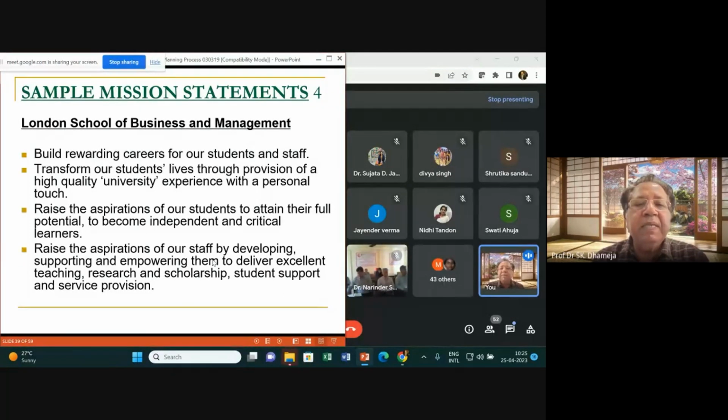Raise the aspirations of our students to attain their full potential, to become independent and critical thinkers and critical learners, and raise the aspirations of our staff by developing, supporting, and empowering them to deliver excellent teaching, research, and scholarship, student support, and service provisions. So this is for the London School of Business and Management.